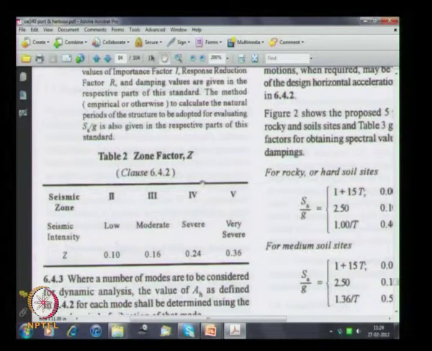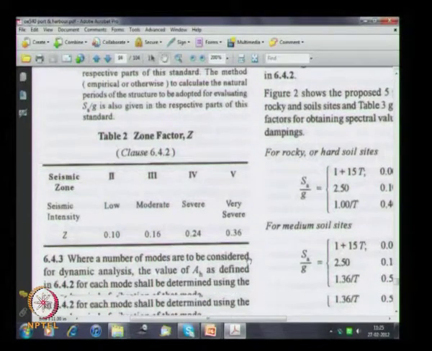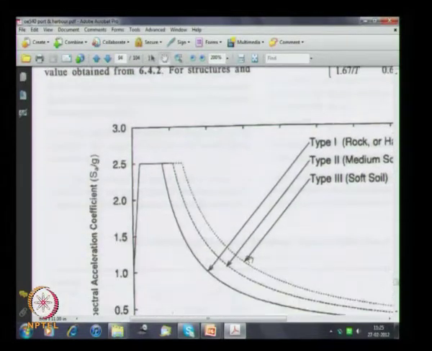This is the zone factor Z. Zone factor Z is zone 2, zone 3, zone 4, zone 5. The values vary from 0.1, 0.16, 0.24 and 0.36. These are the values. Then we use this graph.